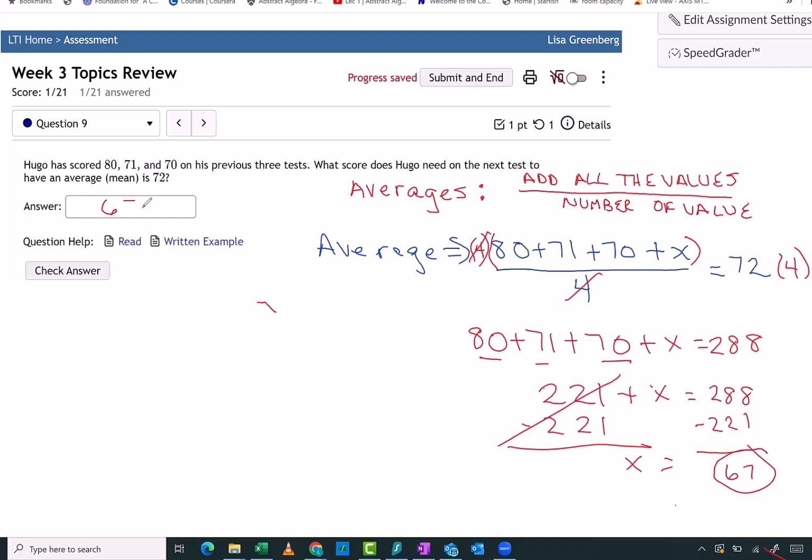And I always want to think about, does that answer make sense? Well, I have an 80, I have a 71, and I have a 70. The average for those is going to be higher than a 72 because that 80 is going to bring both of those other numbers up a little bit. Since it's going to bring both of those numbers up, I can score less than a 70 to get a 72 as my final grade.